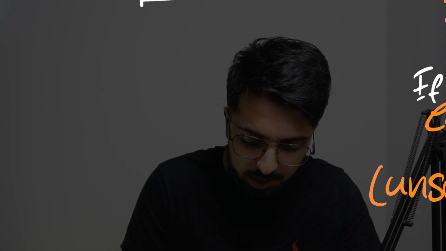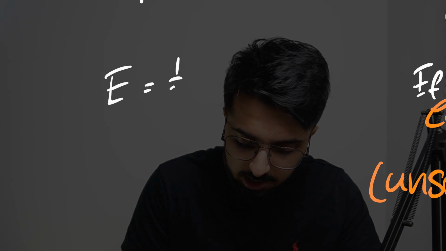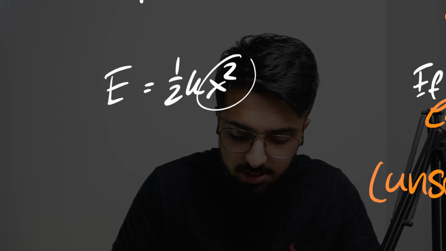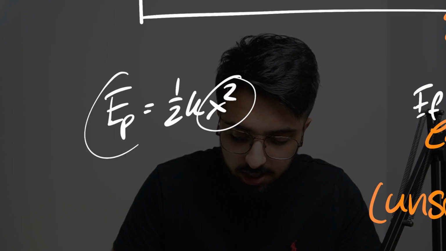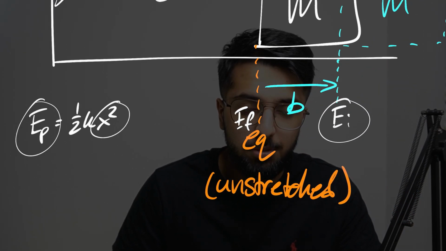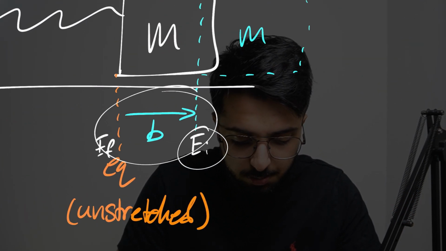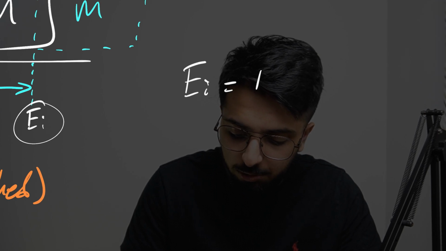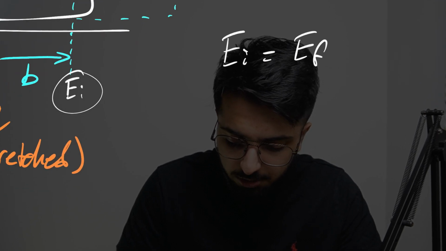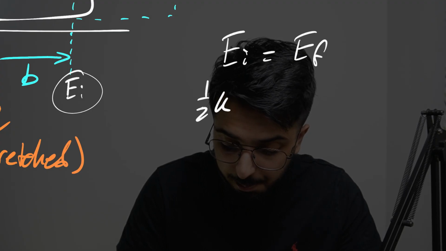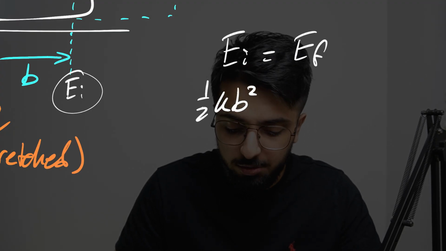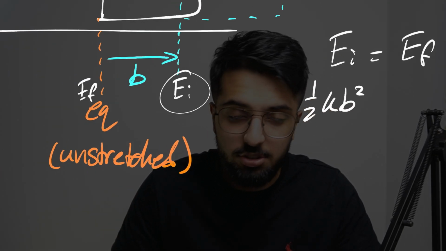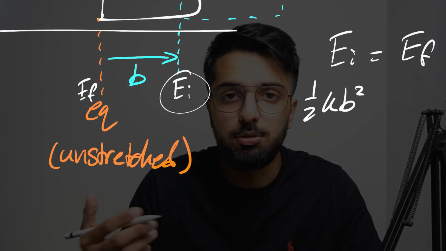And so as we know, E is equal to half kx squared. If x is 0, that means our potential energy at the equilibrium position will be 0. And so if we stretch the mass distance B and then release, we know our initial energy is going to be equal to our final energy, right? And our initial energy is half k b squared, right, not x, because we have stretched it at distance b. X is just a common variable that's used for displacement.